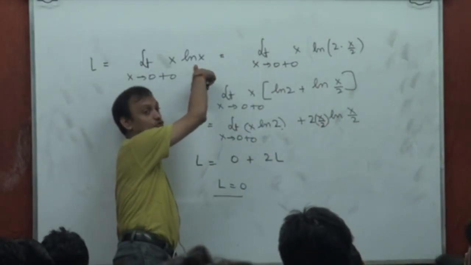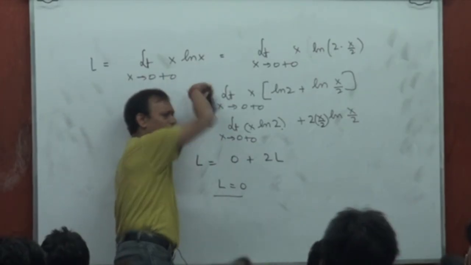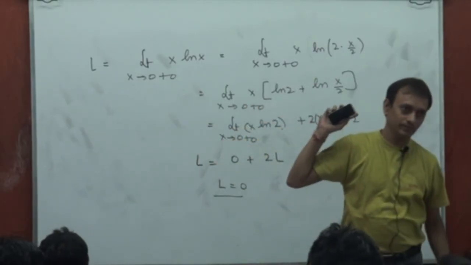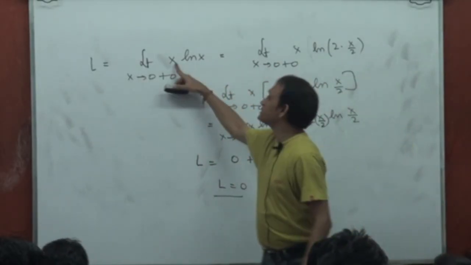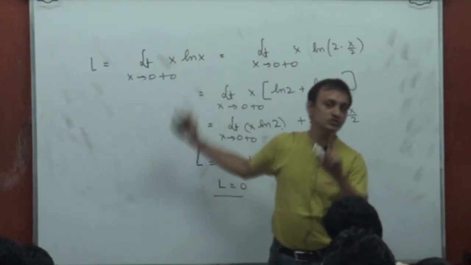This limit, in fact, I want you to remember: limit x ln x as x tends to 0 from the greater than 0 side. Sometimes down the line in definite integrals, this would be required. So please remember this. The right hand limit of x ln x at x equal to 0 will be 0.